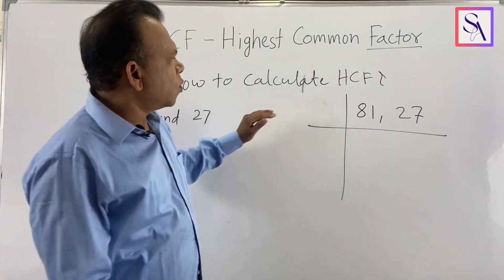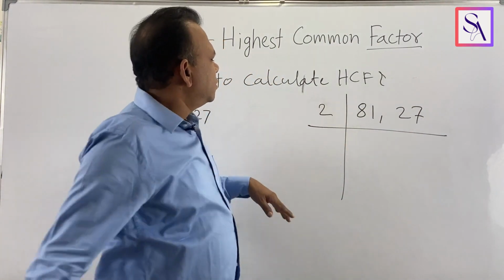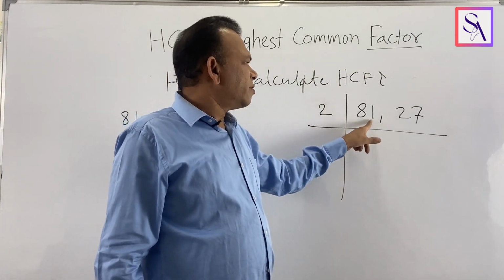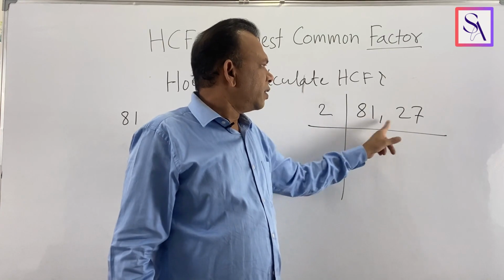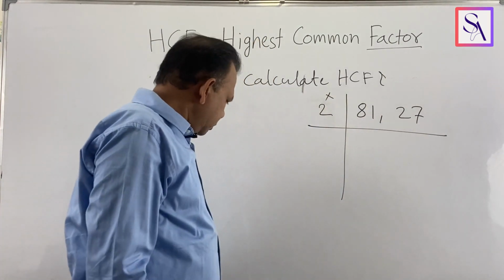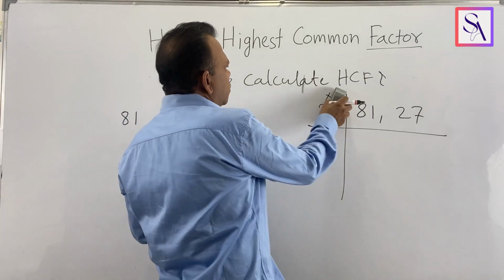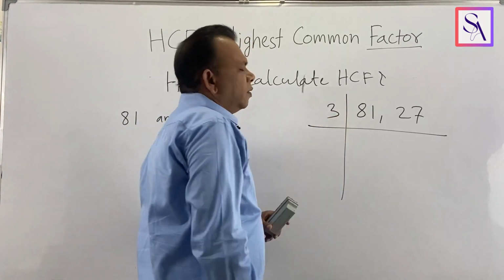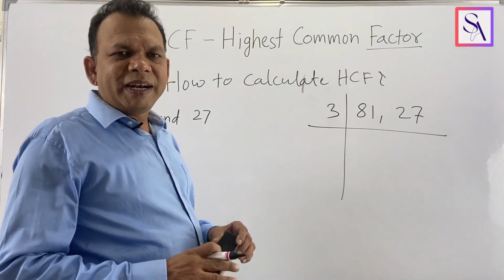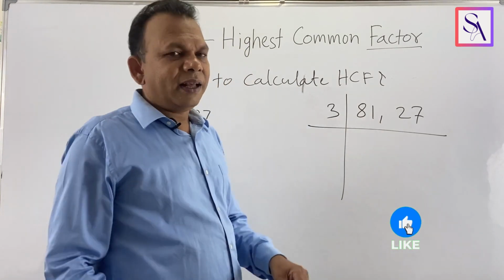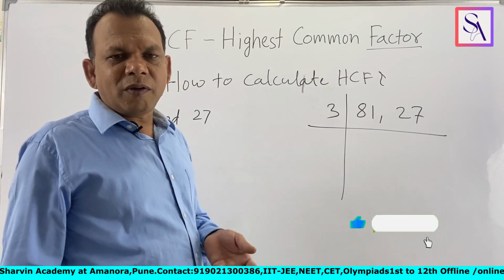If I start from 2, we know the divisibility test for 2: the last digit should be even. Is it even? No. So 2 is not our number. Next is 3. For 3, the divisibility test is to add the two digits, 8 plus 1 is 9, and see if 9 is in the table of 3 or not.